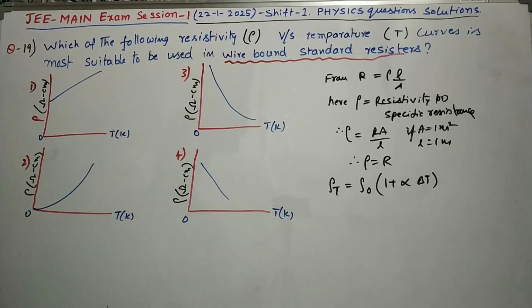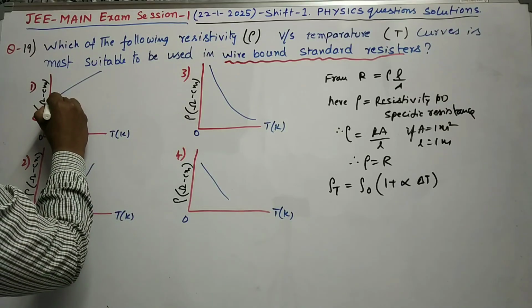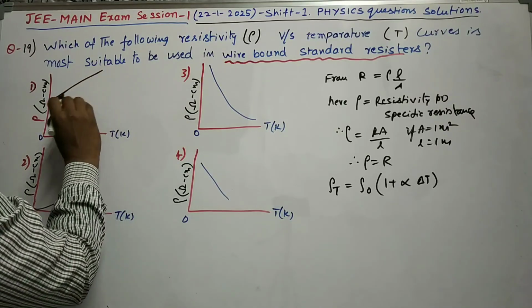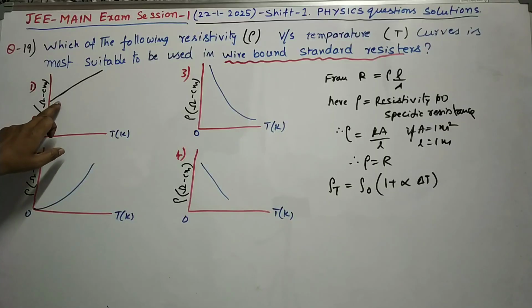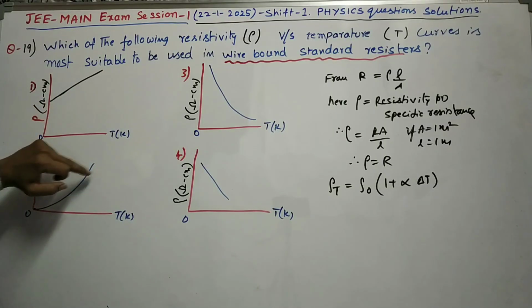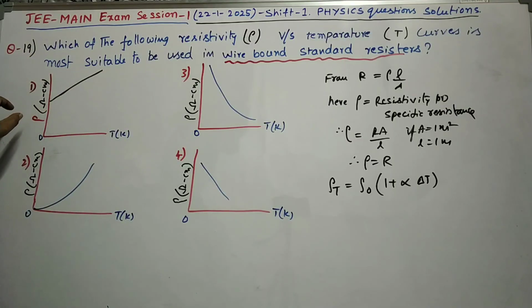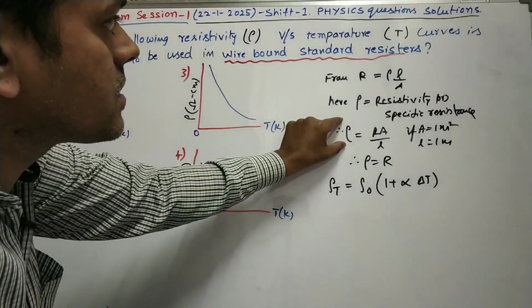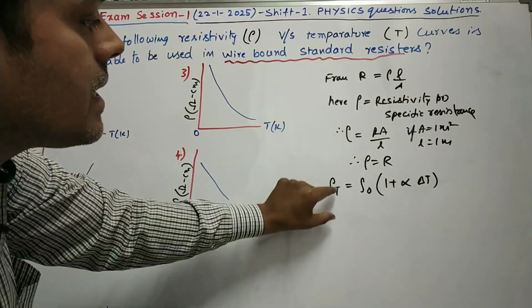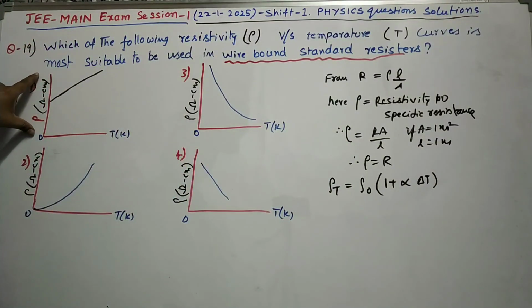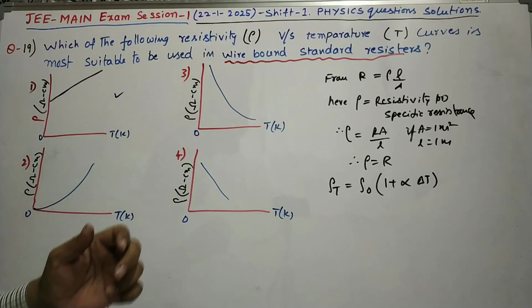Among those, this is the suitable one. Supposedly this is actually not the same, that means its resistivity is also not constant with temperature, but compared to the remaining ones, no drastic change appears here. So when you draw a plot between resistivity of a standard resistor and temperature, it appears like this. This is the correct option for this question. Okay, right.